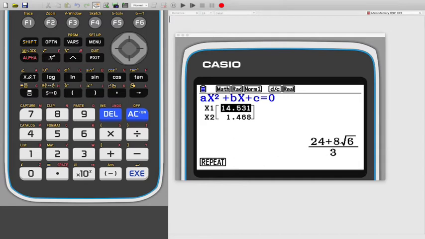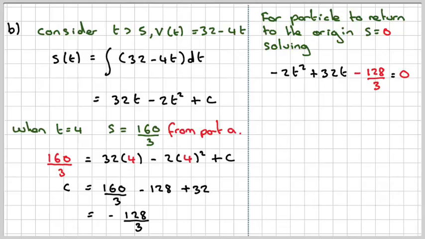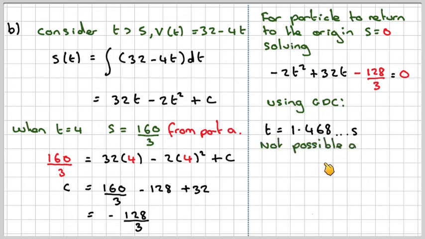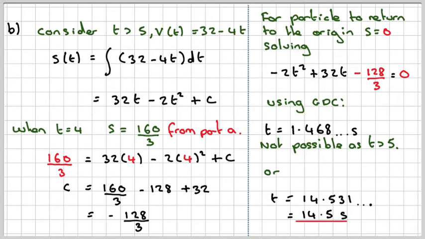The calculator does give exact mode, so if you want the fraction one, just press S to D. Okay. Now 1.46 is not possible because the equation is only valid for t greater than 5. So returning to our problem, using the GDC, t at 1.468 seconds is not possible, since t must be greater than 5, and so t is equal to 14.531, which is 14.5 seconds.